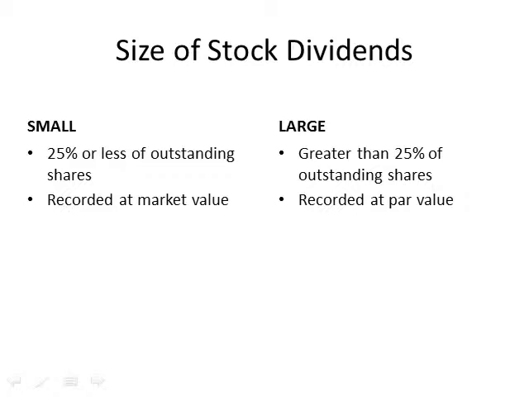GAAP, or generally accepted accounting principles, label a stock dividend of 25% or less as small and suggest that the dividend be recorded at the market value of the shares distributed. GAAP identifies stock dividends above 25% as large and permits large stock dividends to be recorded at par.